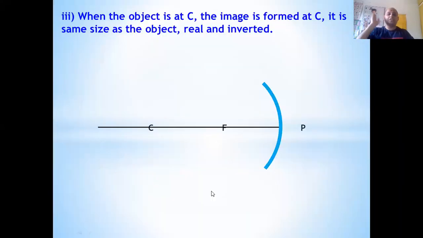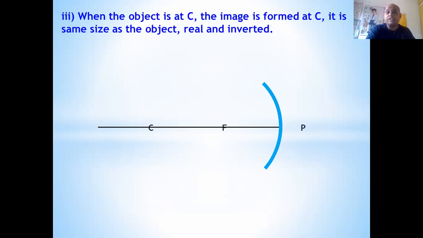First one was when the distance between the object and the mirror is at infinity, very far. The image formed will be very small, at the focus, and inverted. When the object is far from C, not at infinity but near, the image will be between C and F, real and inverted.